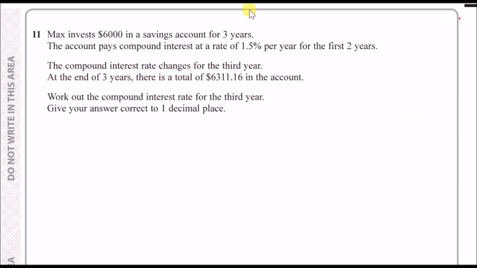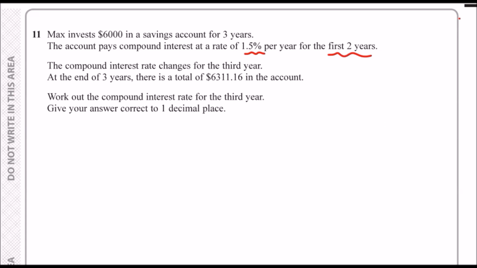Okay, so key note, we can see in the first 2 years, the rate is fixed at 1.5%, but for the third year, it's different. Now, at the end of the 3 years, there is a total of $6,311.16 in the account. Work out the compound interest rate for the third year. Give your answer correct to 1 dp.